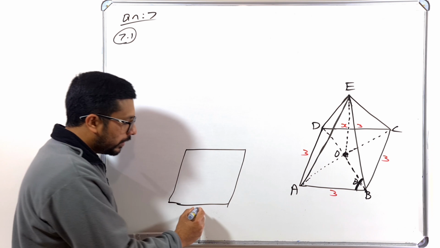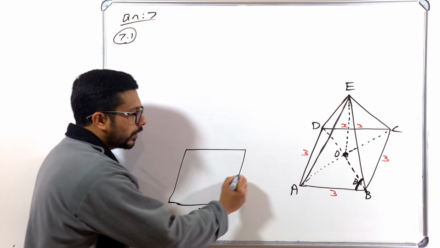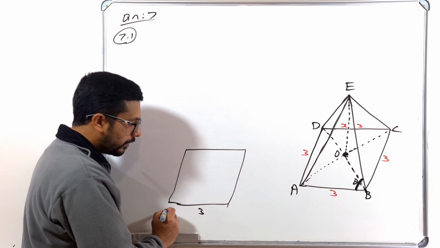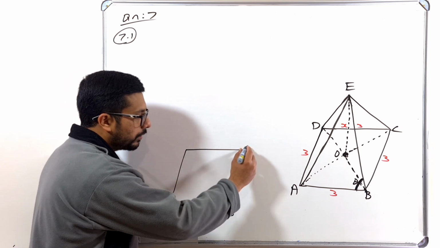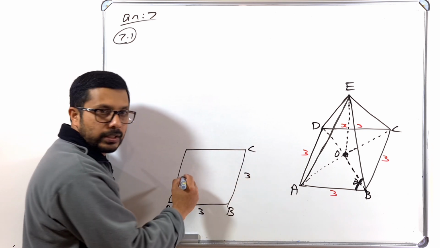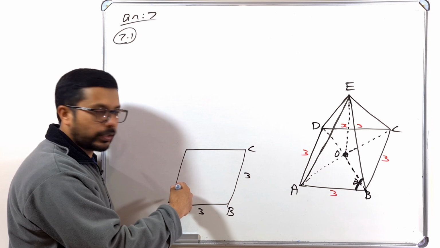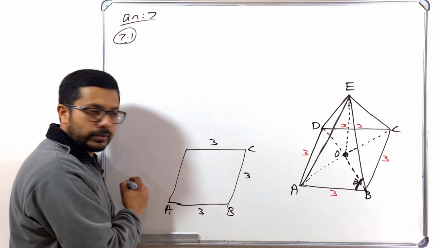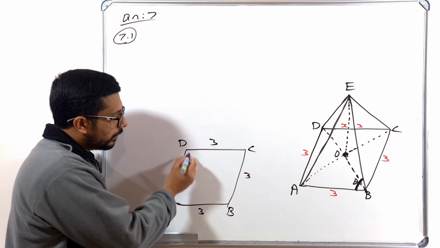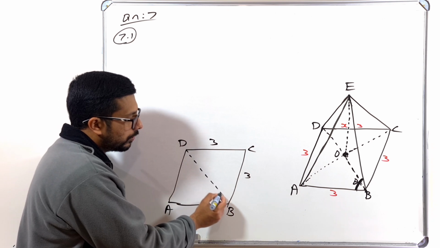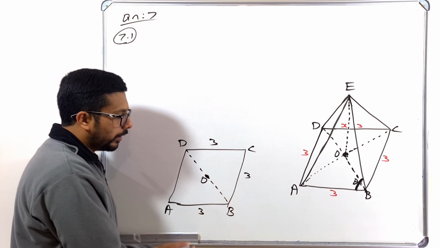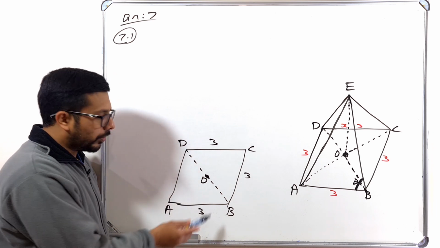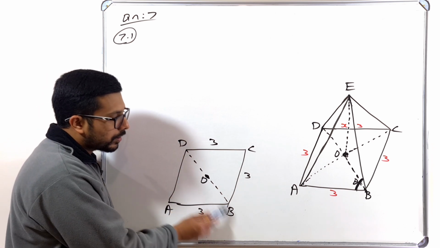Okay, so it is given that AB is 3, so we know that BC is also 3, since this one is a square base. This one is also 3, CD. And this middle point is O, and you have to find, what is the question 7.1? You have to find the length of this OB.